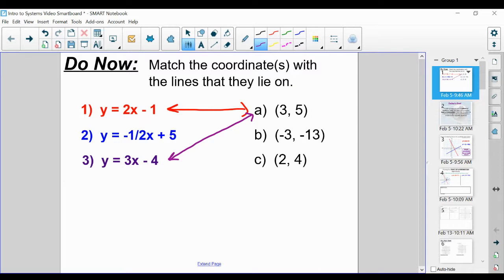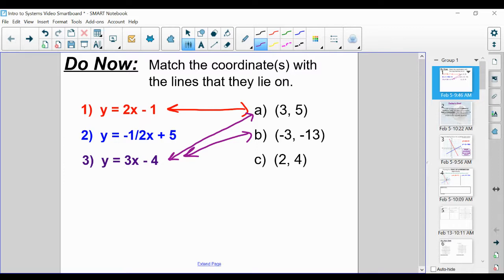Let's talk about coordinate point B. We have negative 3 comma negative 13. If we substitute in negative 3 comma negative 13 into these equations, the only line that it will lie on is going to be line 3. Now, if we go down to coordinate point C, we have 2 comma 4.